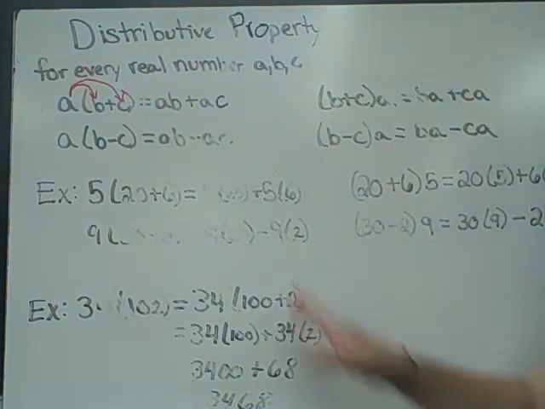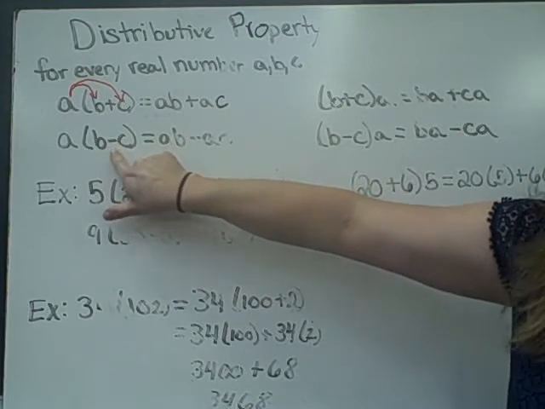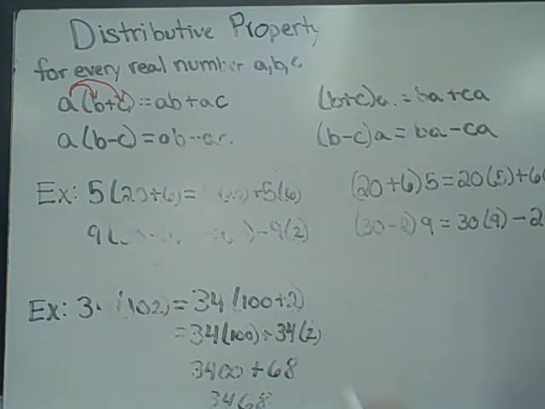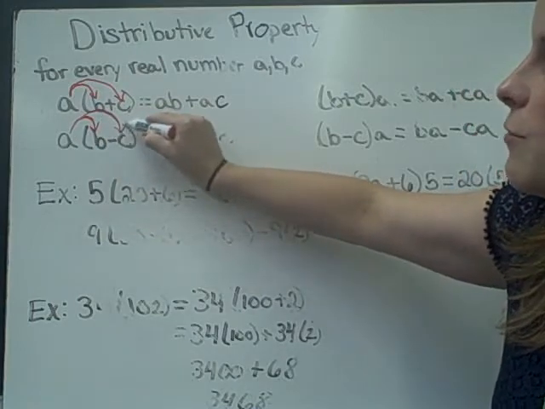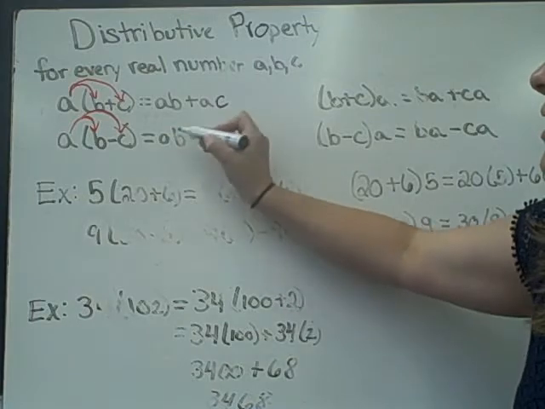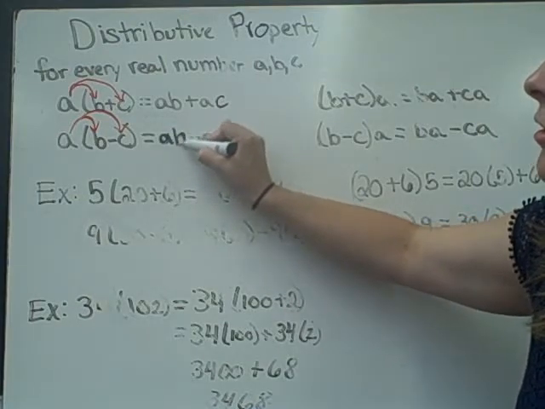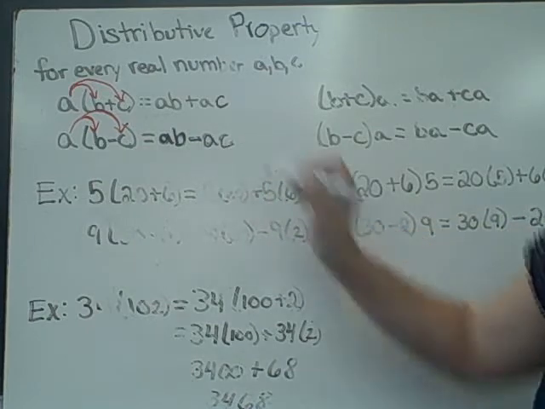Okay? Same thing would be true here, only this time you have to pay attention because there's a negative sign here. This is b minus c instead of b plus c. So you're going to multiply the outside term to each term inside the parentheses. So you would have ab minus, because of this minus sign, ac.